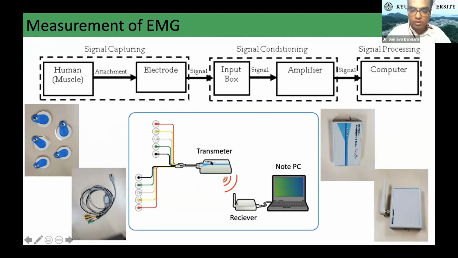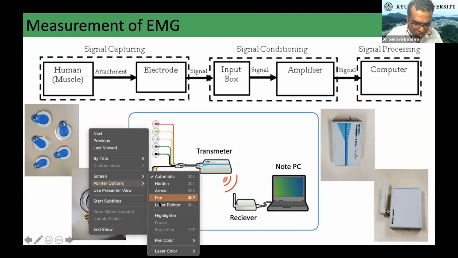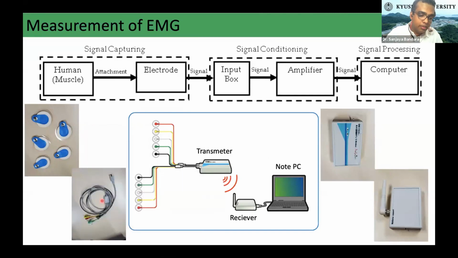In the system I'm showing you today, the transmitter and the input box contain the amplifier. This system wirelessly transfers these EMG signals to a receiver which is connected to the computer. So this is the cable for EMG transmission, this part. This is the electrode pads. This is the transmitter. This is the receiver.